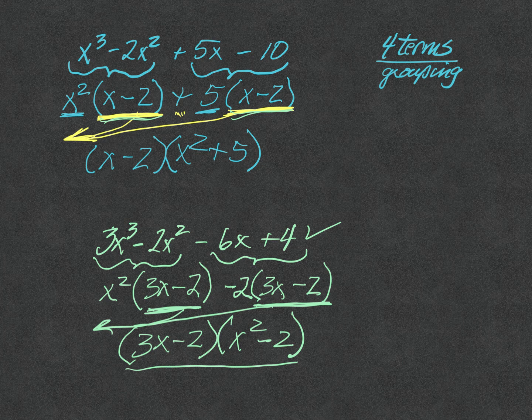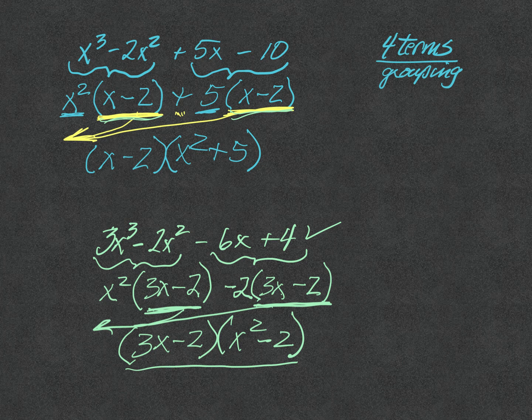You could have 6 terms and have common groups of 3 terms. You can have lots and lots of common groups, or you could have 6 terms and have 3 different groupings of common terms. It's just something you have to look for, and you have to look for the patterns of common terms. All right.